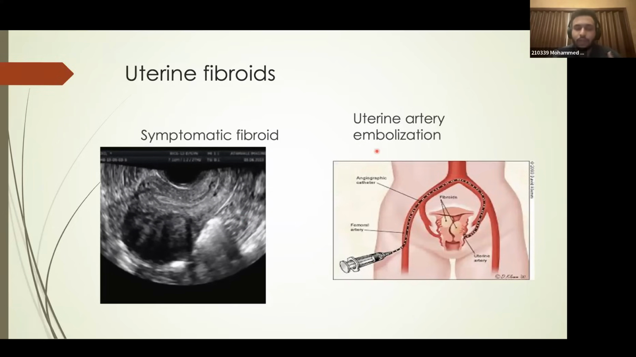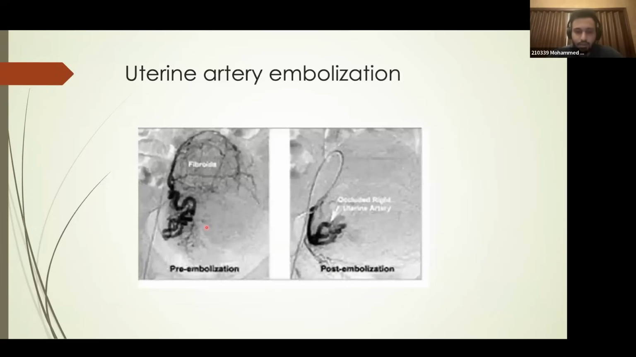Embolization means that you're going to cut off the blood supply to that mass or lesion, leading to necrosis or death of that tissue. That's one of the ways you treat fibroids. And this is just showing you how it looks. Look over here, this is the uterine artery, for example, and you can see it's supplying the fibroid.